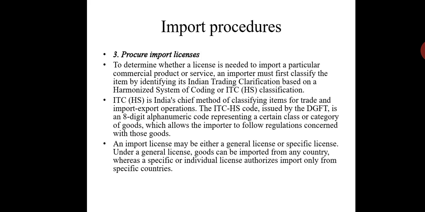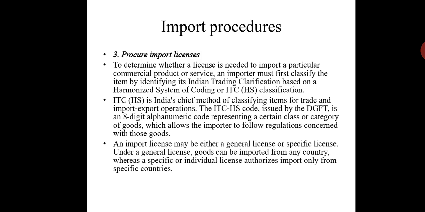When you check the commodity with the ITC-HS code, you get the code number for the product that you want to import or export. That is an 8-digit alphanumeric code, and if you click on that number, you'll get all the details about what you need to do for importing, what steps are required, what additional licenses you require or don't require, and whether IEC alone is enough or not. You get all that information there. Next, an import license may be either a general license or a specific license.